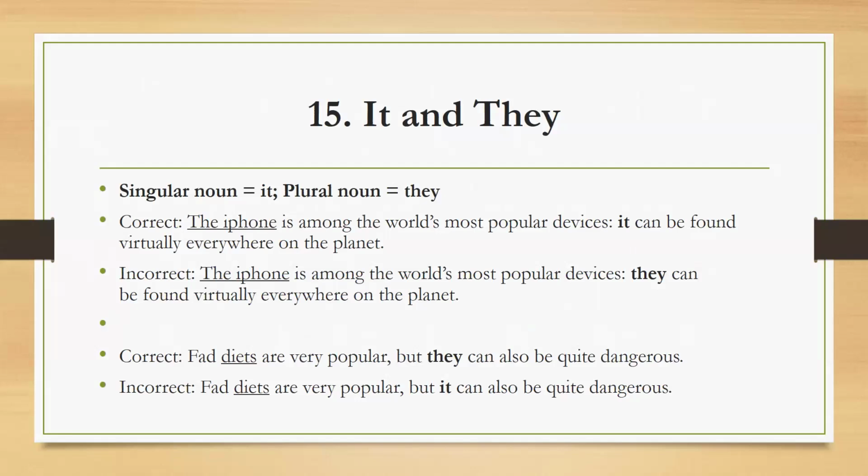It and they. We just saw it at the beginning. When you're using it in a sentence, it means a singular noun. They is a plural noun. So let's see an example. Correct English: the iPhone, singular, is among the world's most popular devices. It can be found virtually everywhere on the planet. It would be incorrect to write: the iPhone is among the world's most popular devices. They can be found virtually everywhere on the planet, because the iPhone here is singular.